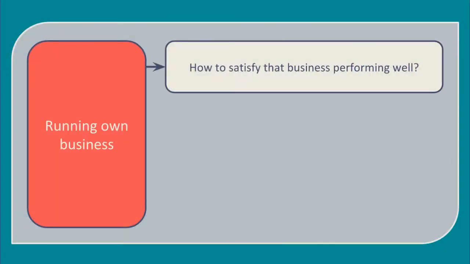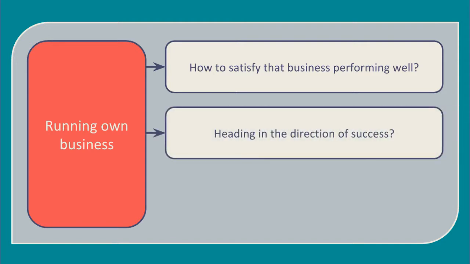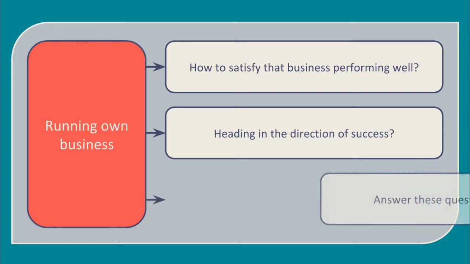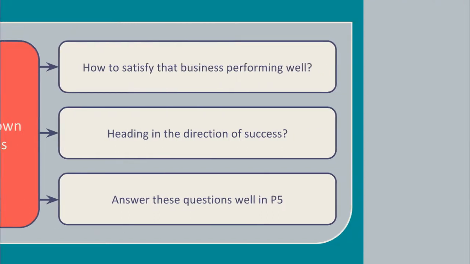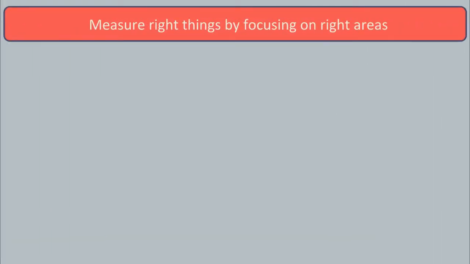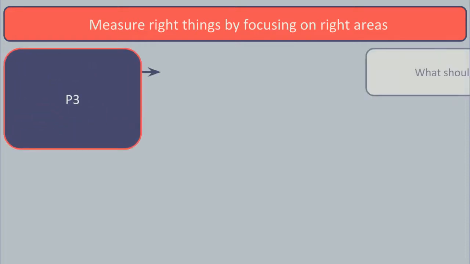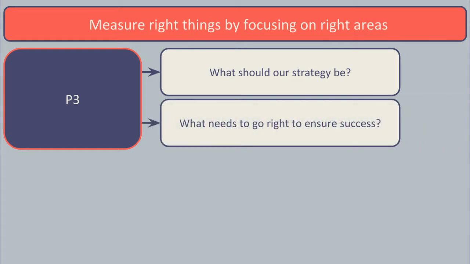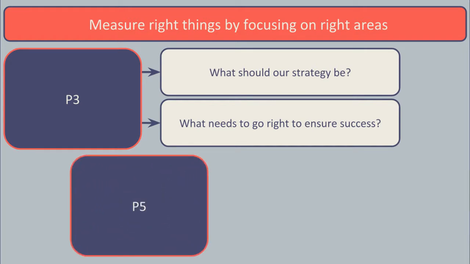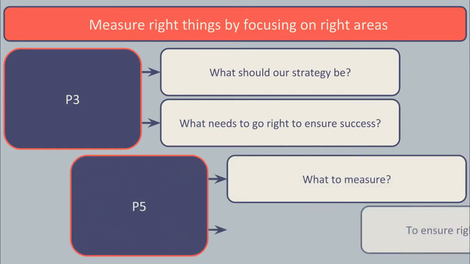In short, imagine you're running your own business. What would you need to know to satisfy yourself your business is performing well and is headed in the right direction to success in the future? If you answer these questions well, then you're thinking like a P5 student. So, we need to measure the right things in order to focus our attention in the right areas to ensure we succeed. That's why P5 starts off with paper P3. P3 asks the question, what should my strategy be and what needs to go right in order to ensure success? P5 then asks, therefore, what do we need to measure to ensure those things go right?